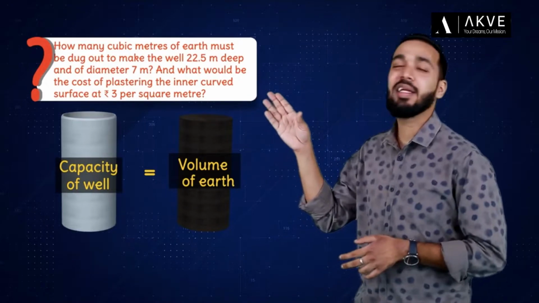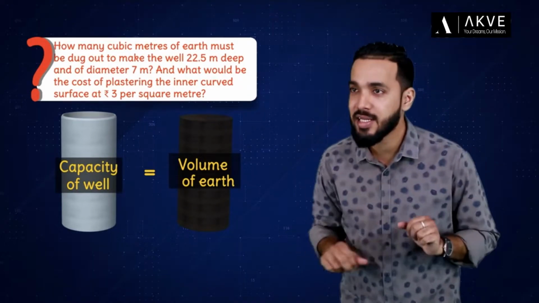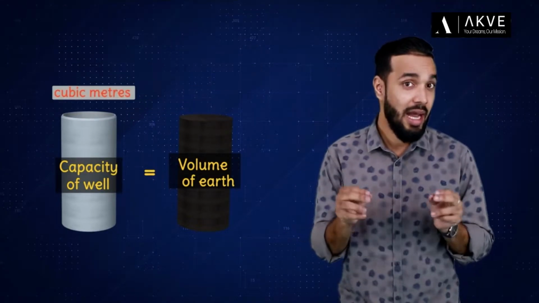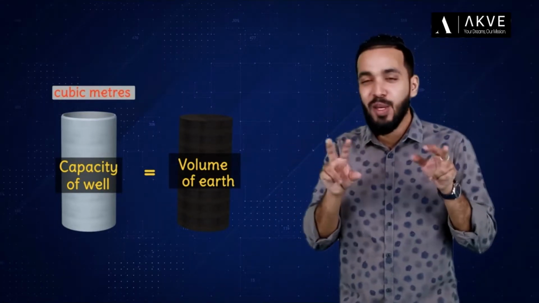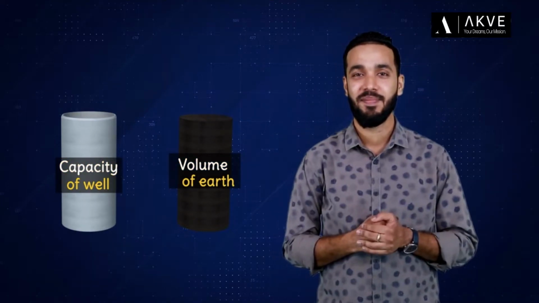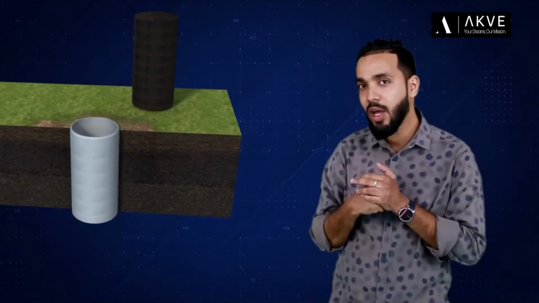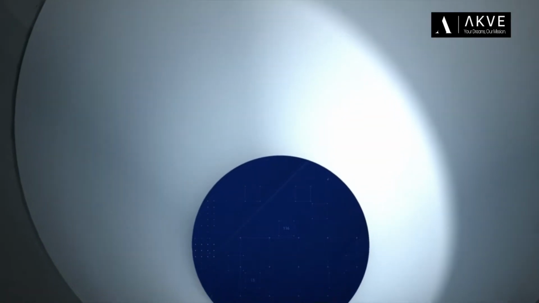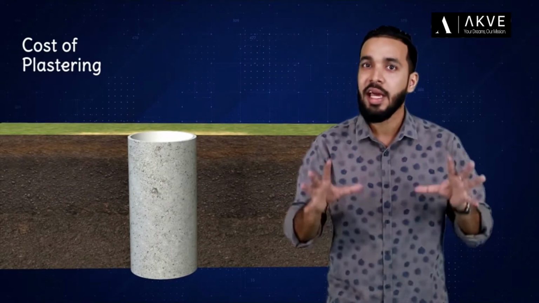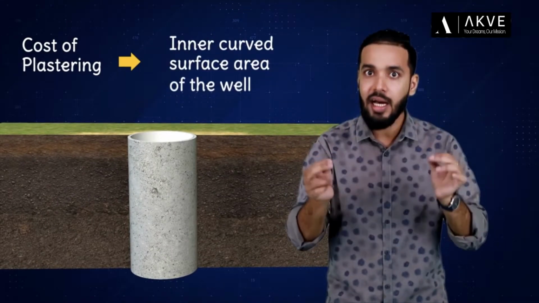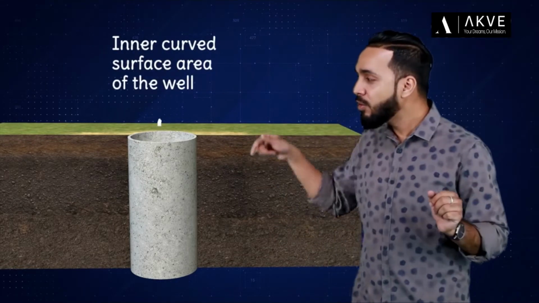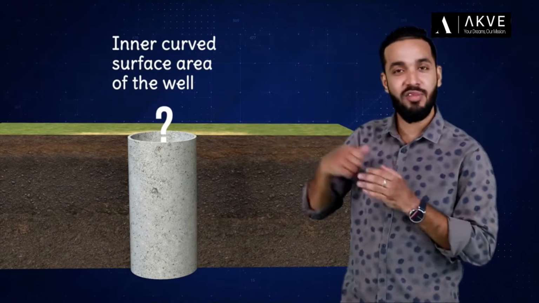Even the question gives us a subtle hint. It asks us how many cubic meters of earth must be dug out. And what quantity does a cubic meter measure? Of course, volume or capacity. Now, after digging up the well, its inner curved surface has to be plastered and the cost has to be calculated. Now, this cost is directly related to the inner curved surface area of the well, right? So, how do we find the inner curved surface area of the well?